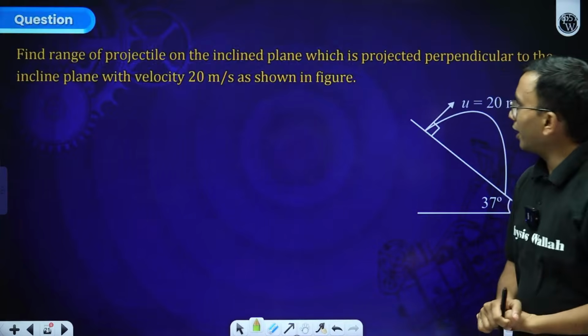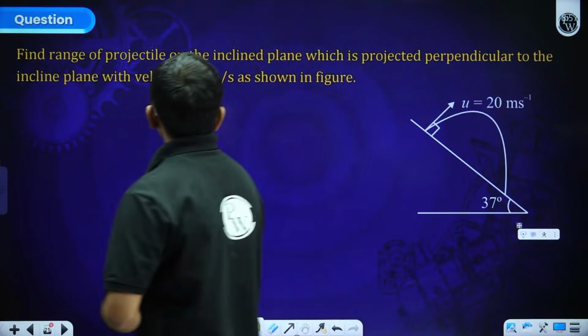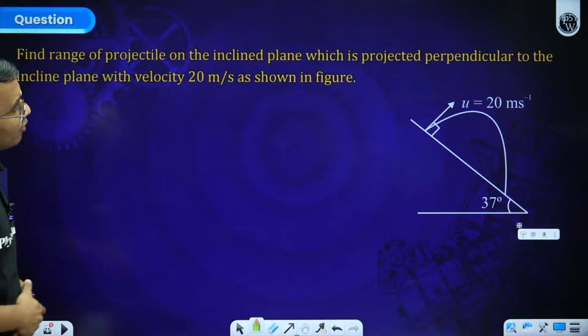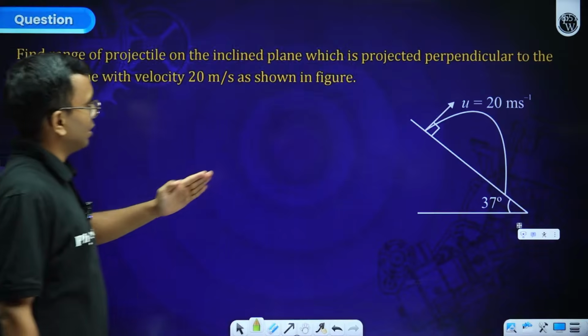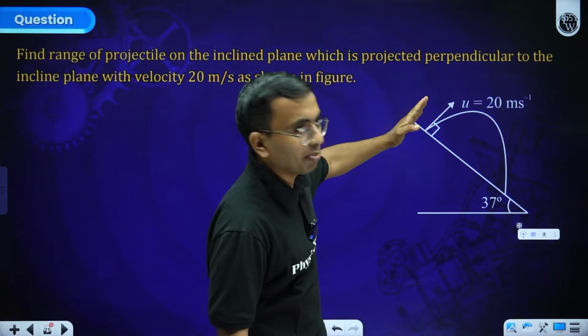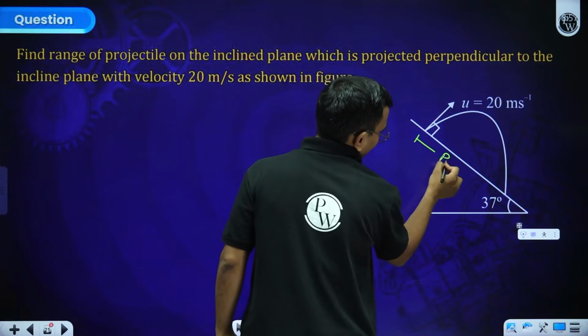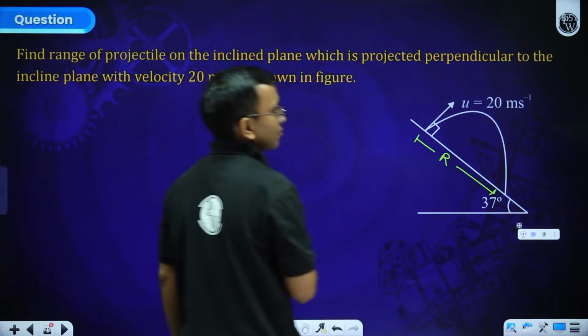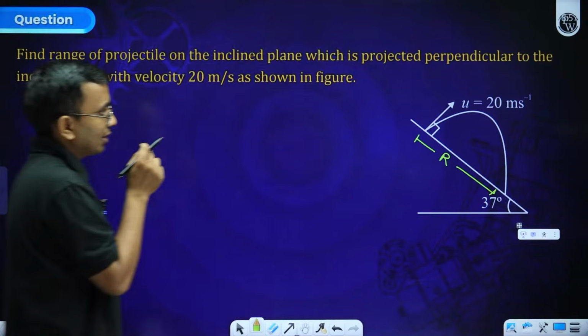Okay, let us do this question. Find the range of a projectile on the inclined plane which is projected perpendicular to the inclined plane with velocity 20 meter per second. It means you are throwing it perpendicularly. What will be the range? How to find this? I have to find this range.